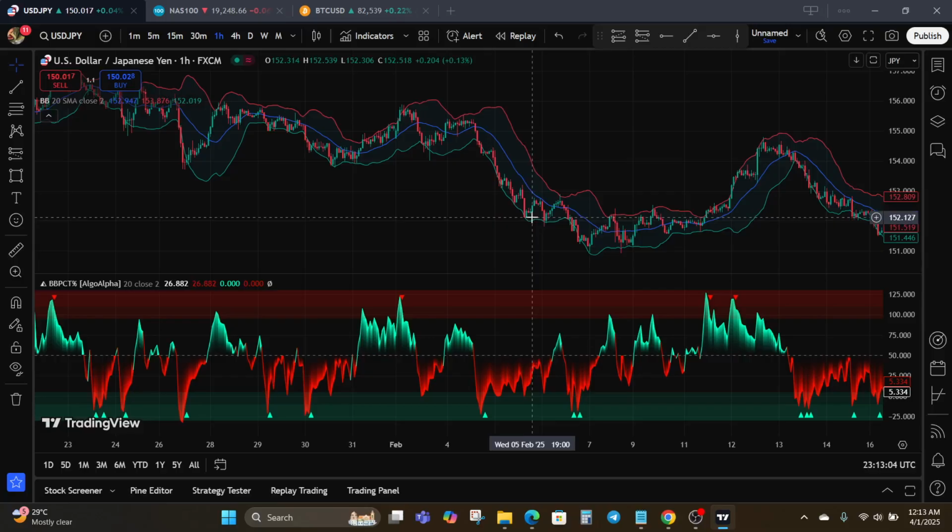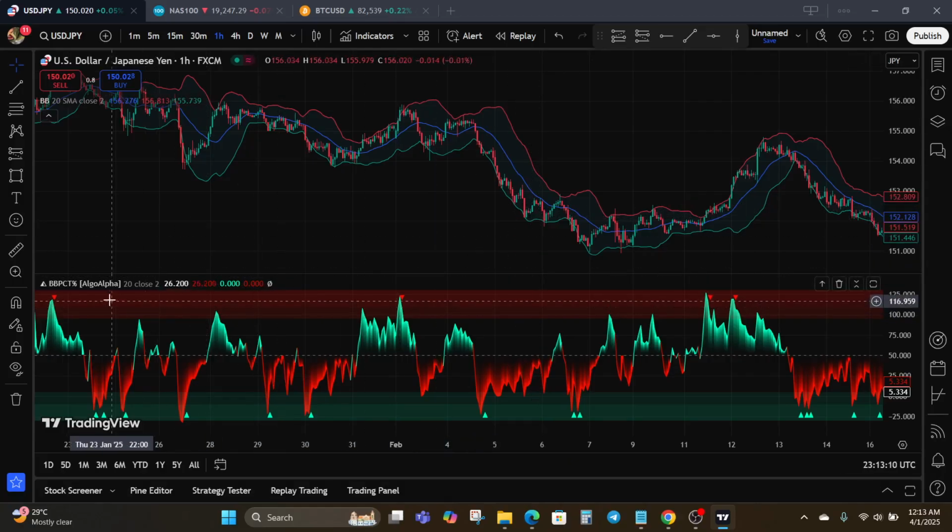But relying on standard Bollinger Bands alone can sometimes lead to false signals, and that is the reason why the Bollinger Bands Percentile comes in. The Bollinger Bands Percentile is an advanced indicator that tells us where price is positioned within the bands over a set period of time.